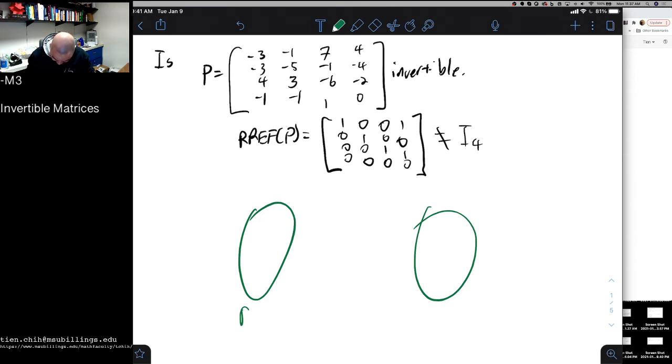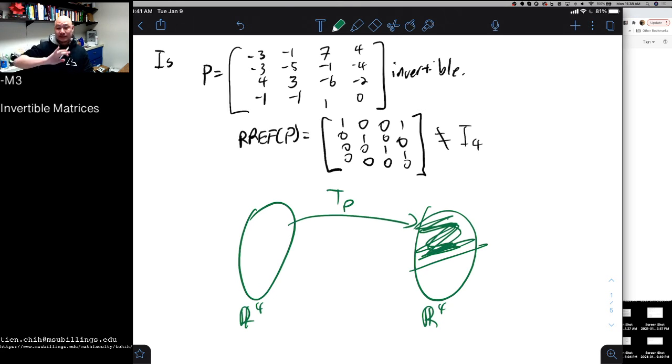So I'm going to take my 2 copies of R4, and this matrix here represents T sub P, right? Now, what we note here, first of all, is that there's a 0 row here, right? And what the 0 row tells you is that this transformation here, its image does not span the codomain. And so if I take all of R4 and I map it via TP, it's not going to hit all of R4. It's going to hit some of R4, right? So you might imagine that this is the only part of R4 that's getting hit. The rest of it is being missed by this transformation.